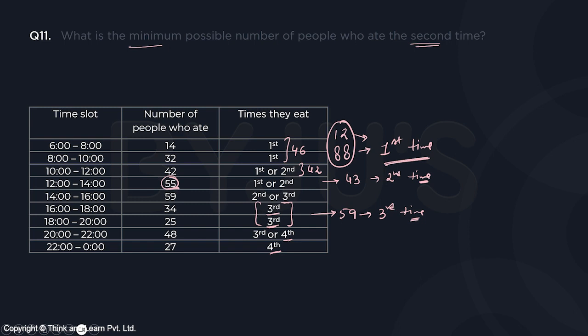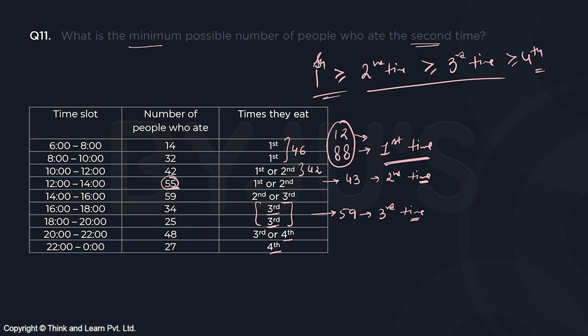You can't eat straight away for the third time after first. Therefore, we can say the number of people eating for the second time must be greater than or equal to the number of people eating for the third time. Of course, that should be greater than or equal to the number of people eating for the fourth time. And of course, this should be less than or equal to the number of people eating for the first time. I'm sure you got my point.